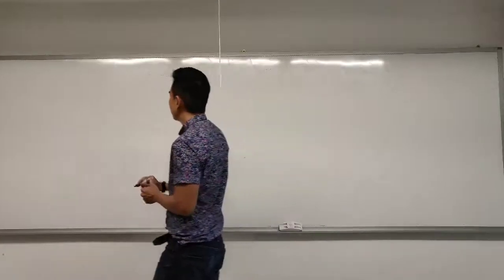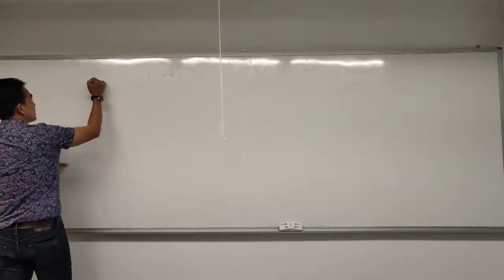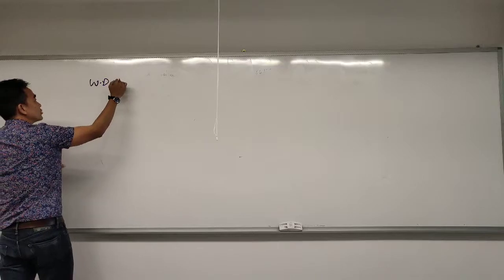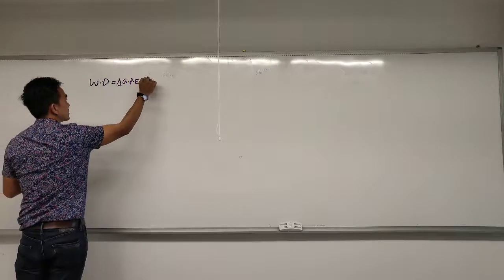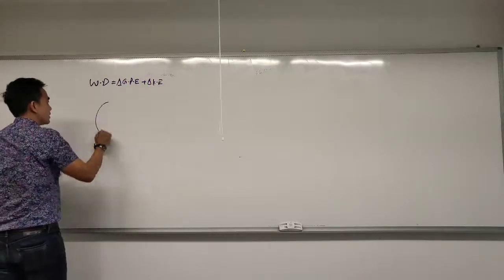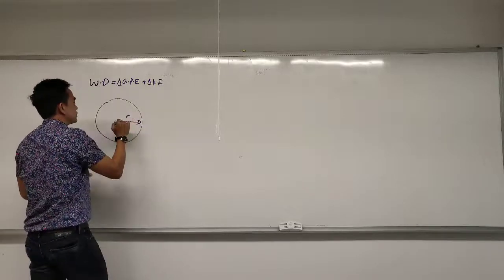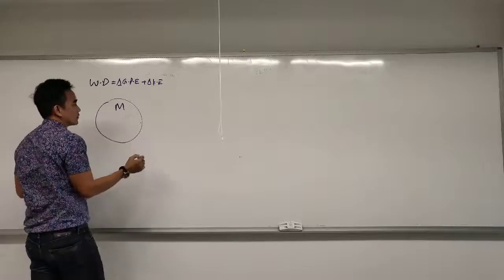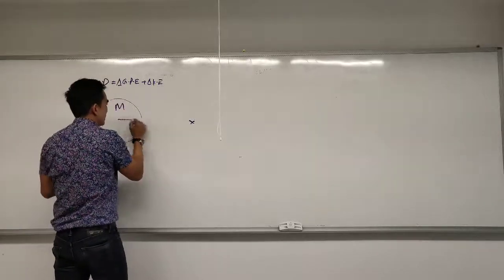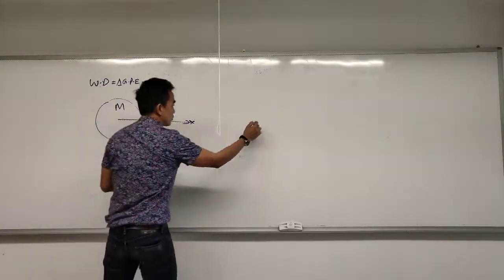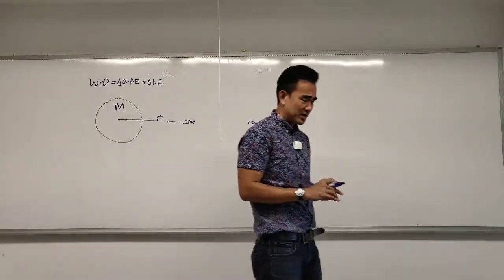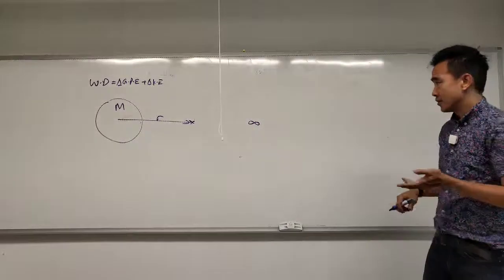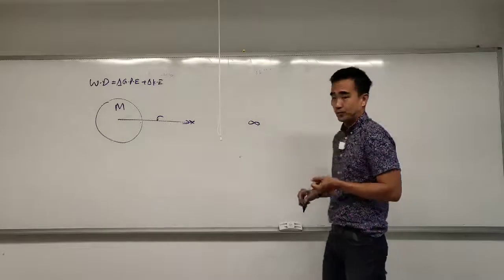Now let's start with the basic principle. The basic principle is that any work done will result in a change in GPE plus a change in KE. Now imagine a scenario where I have a mass M over here, there's a point over here, and this distance is R, and this point we call infinity. Infinity is basically a fictitious point where it's very, very far away, where the gravitational pull is negligible.